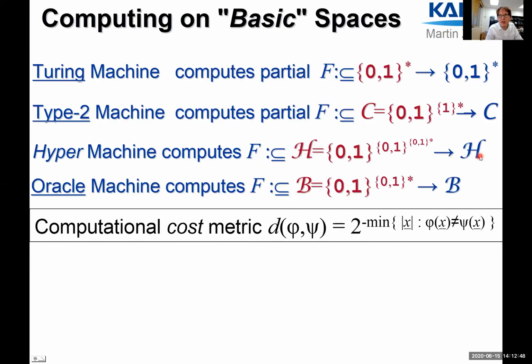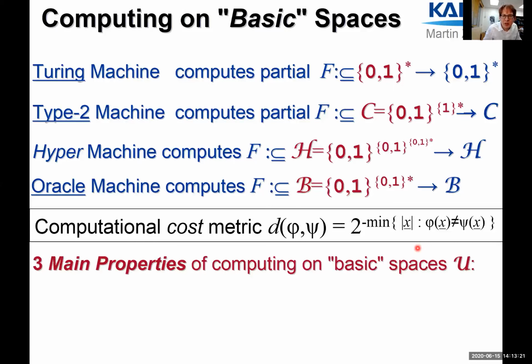We equip these spaces with the following metric. This is the metric of Cantor-Baire space, right? I keep calling this Baire space, although this is actually not Baire space, because this is a compact space when equipped with this metric, and this will be relevant soon. So now we have a metric on these spaces, and we can start to talk about connections between computability and complexity and topological and metric properties of functions and computations. And that's exactly what we do now here.